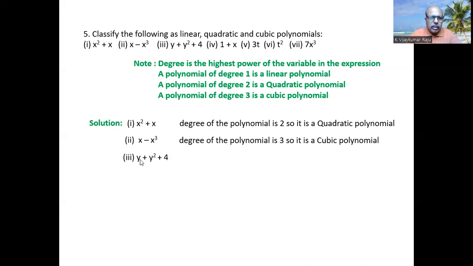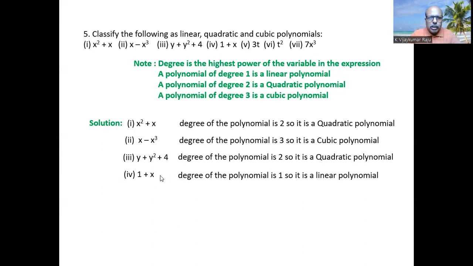Next. Y plus y square plus 4. Here, power is 2. The degree of the polynomial is 2. It's a quadratic polynomial. 1 plus x. X means x raised to 1. So power is 1. So the degree of this polynomial is 1. It's a linear polynomial.